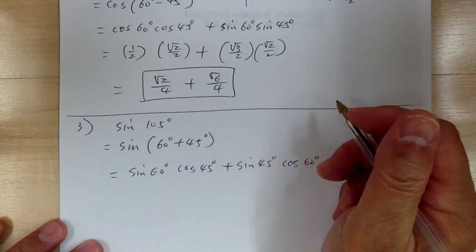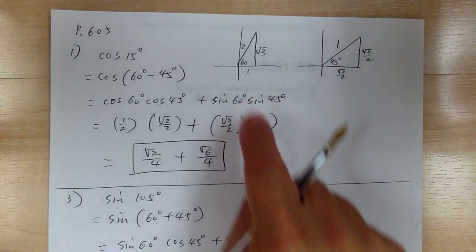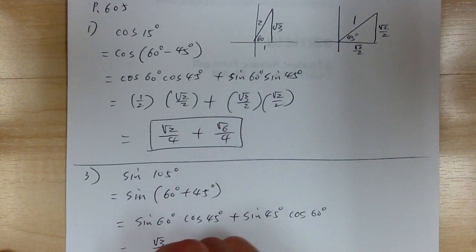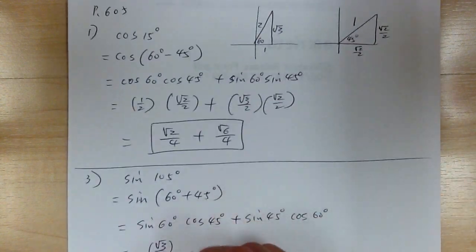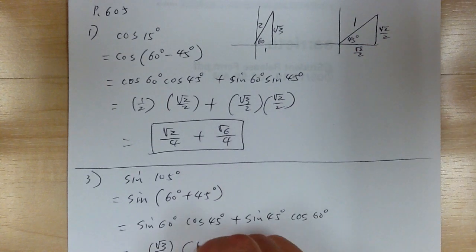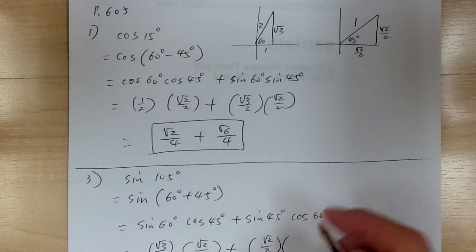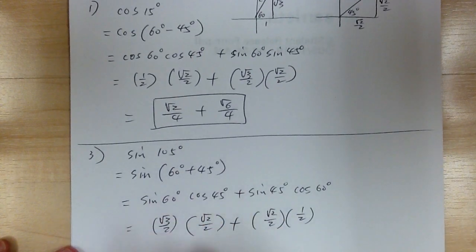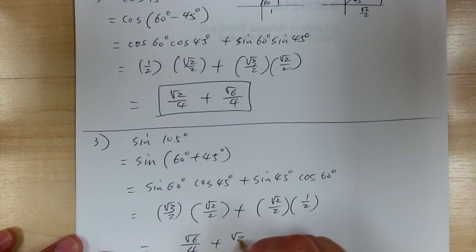You can draw your triangle, and since we already have this from the previous problem, we can just use those triangles. So sine of 60 is going to be square root of 3 over 2 by using this. So sine is vertical over hypotenuse. Cosine 45 degrees will give you square root of 2 over 2. Sine of 45 is square root of 2 over 2. Cosine of 60 is 1 over 2. Again, using those two triangles. And work it out. So you got square root of 6 over 4 plus square root of 2 over 4.